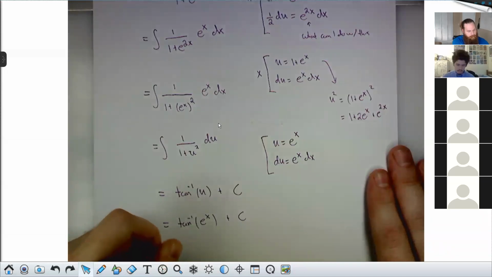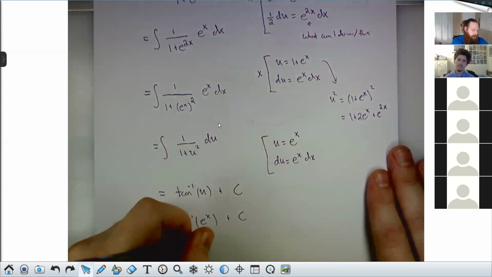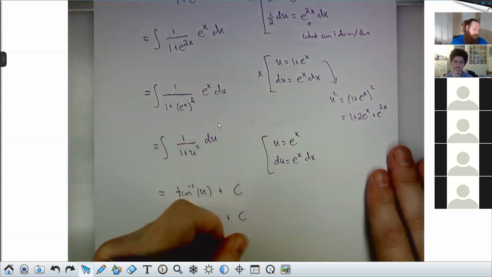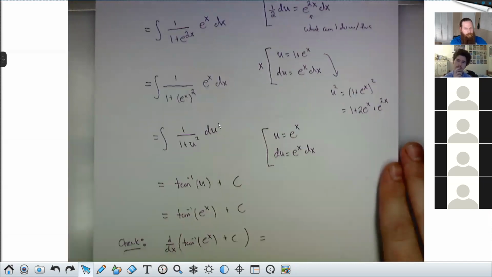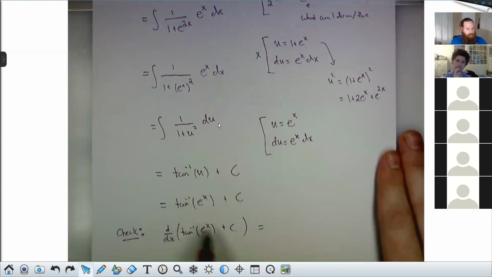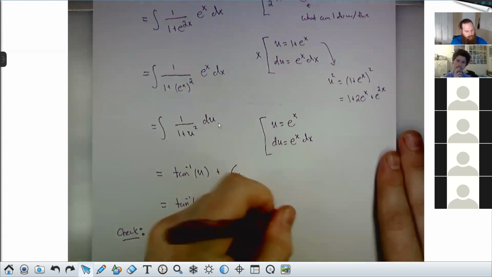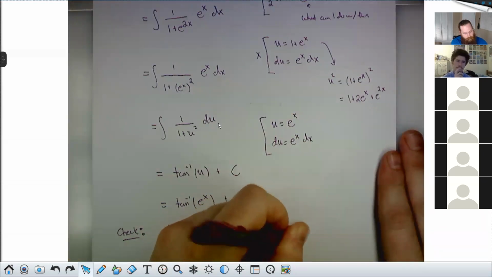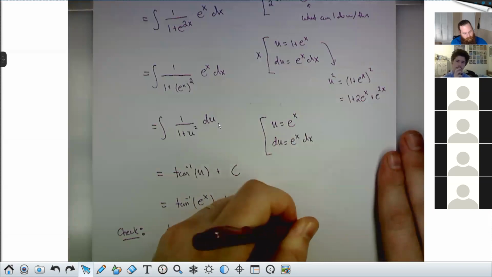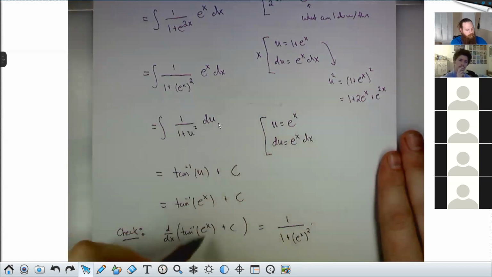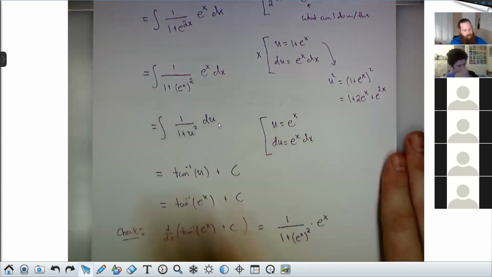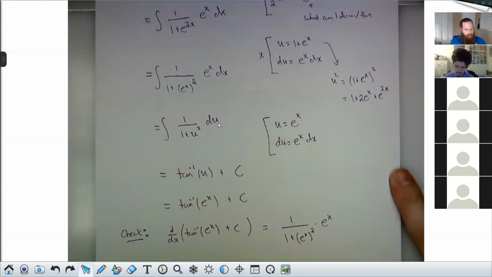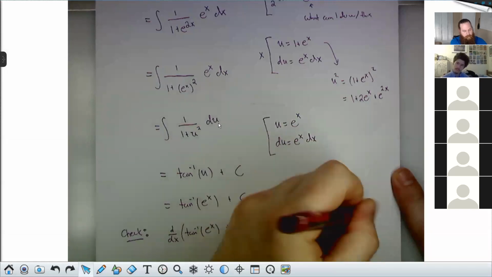If we apply d/dx to the inverse tangent of e to the x plus c, the plus c will differentiate to 0. And this piece is a chain rule derivative. It'll differentiate to 1 over 1 plus whatever's inside the inverse tangent squared times the derivative of what's inside. That's the chain rule. Well, the derivative of e to the x is e to the x. And then, yeah, just a little bit of algebra.